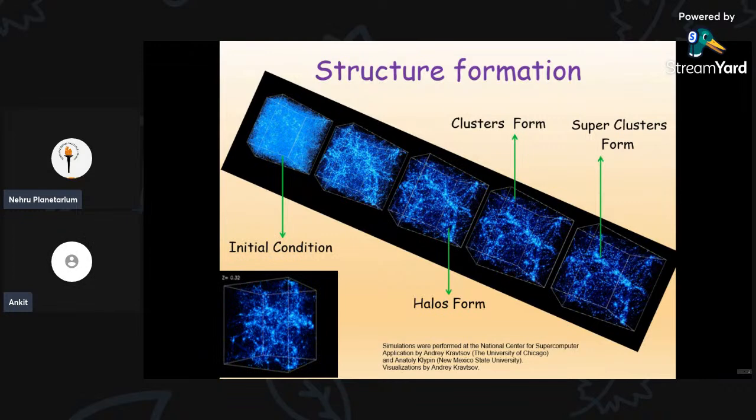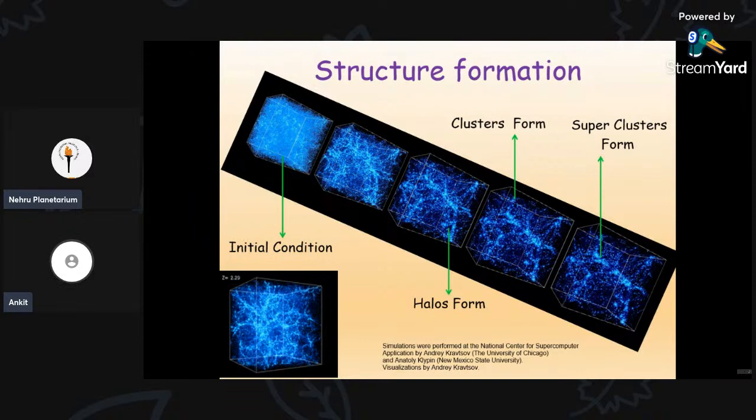And then there are superclusters, which are basically a combination of two clusters. Their mass would be 10 to the power 14 solar masses, which is 100 times the mass of the Milky Way, or 1,000 times. So they can go up to masses of 10 to the power 14, 15. For example, the Coma supercluster has a mass of about 10 to the power 14 solar masses, and the Milky Way's mass would be 10 to the power 12 solar masses. So this is what you get from the basics.